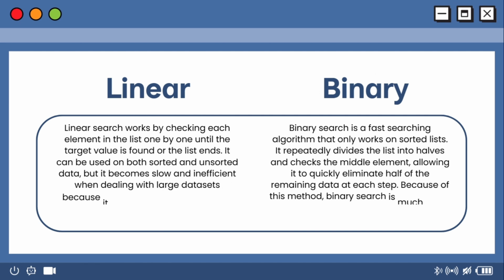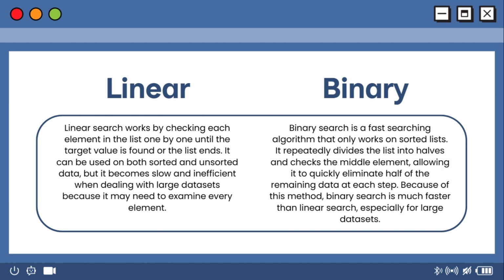Now, linear search works by checking each element in the list one by one until the target value is found or the list ends. It can be used on both sorted and unsorted data, but becomes slow and inefficient when dealing with large data sets because it may need to examine every element.